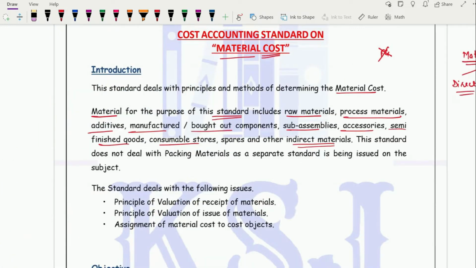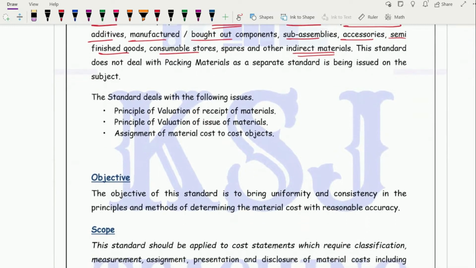So this standard deals with the following issues: the valuation of receipt of material, issue of material to production, and the assignment of material cost to the cost object. Now when we are talking about the assignment, the direct material is directly identifiable with the cost object, whereas for the indirect material, we have to go through the whole procedure which we have studied in overhead costing, right? Step 1, step 2, distribution of overheads, absorption of overheads, all those things, right?